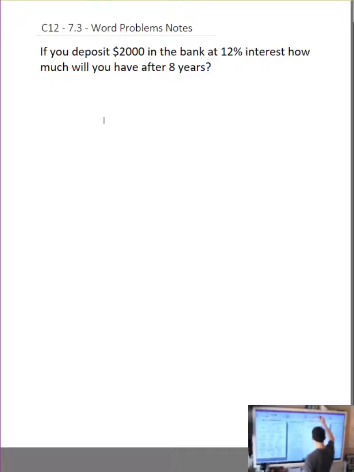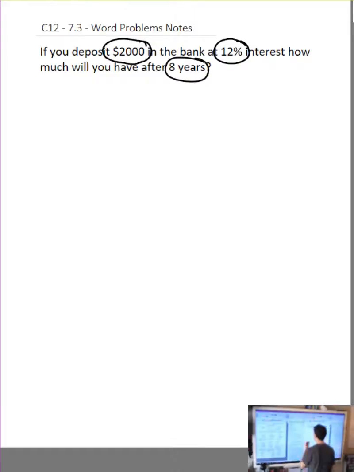All right, so we just finished going through some basic exponent laws, working on equations. Now we're going to work on word problems. So if you deposit $2,000 in the bank, $2,000 is important information. I'm going to circle my important information at 12% interest. How much will you have after 8 years?